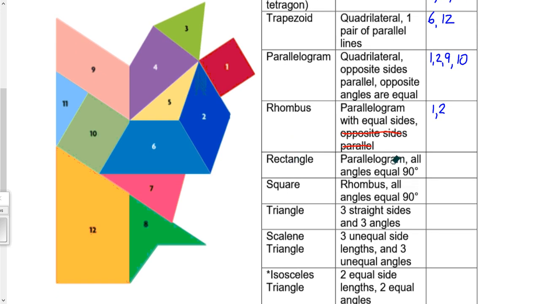A rectangle, though, is a parallelogram where all the angles equal 90 degrees. So again, we go back to the parallelograms, 1, 2, 9, 10, and ask, are all the angles 90? Yeah. And 1, are all these? No. Number 9? No, not 90s. 10? Yeah. So now we can go more specific. A square is a rhombus where all the angles equal 90 degrees. So rhombus, parallelogram, 1, 2. Well, the only square in here is shape number 1.